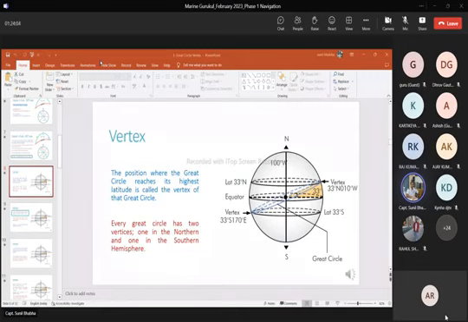So starting with vertex now beta, I hope you can see the slide now. Yes. Okay, all right, let's go.